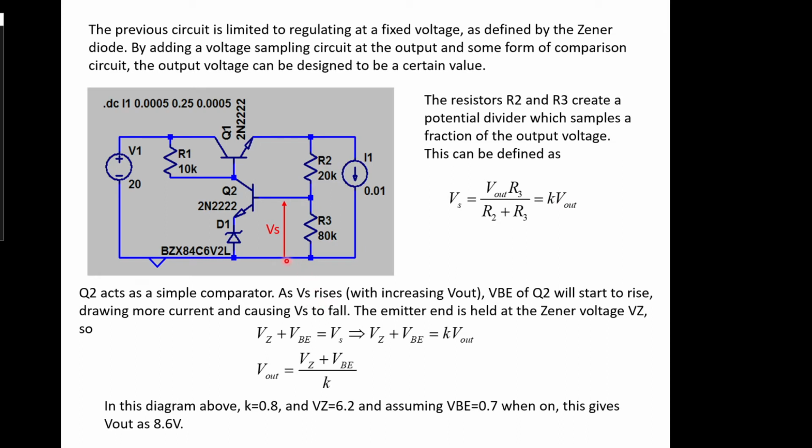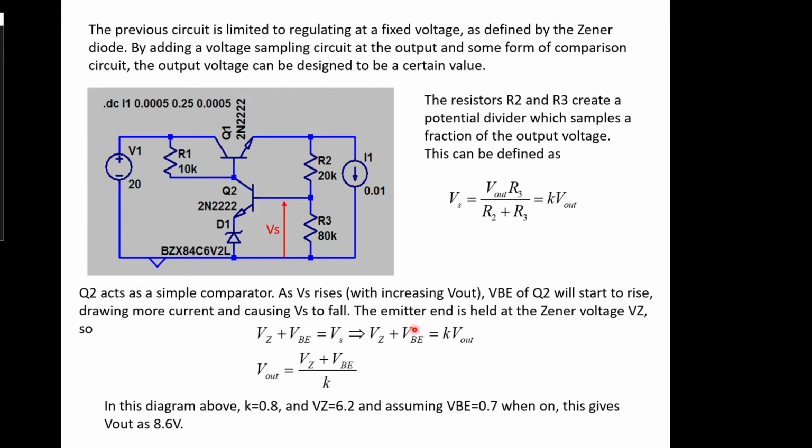So as Vs rises, which it will do as this voltage rises, VBE of Q2, this bit here, will also start to rise, drawing more current. As that happens, more current falls through here, it pulls off more current here, drops this one, reduces the amount of current flowing through here, and then Vs will start to drop back again. So that will help us control the final output voltage.